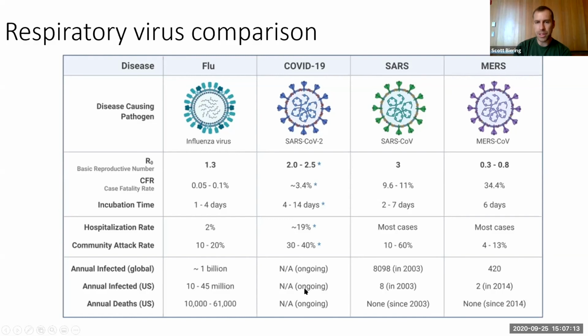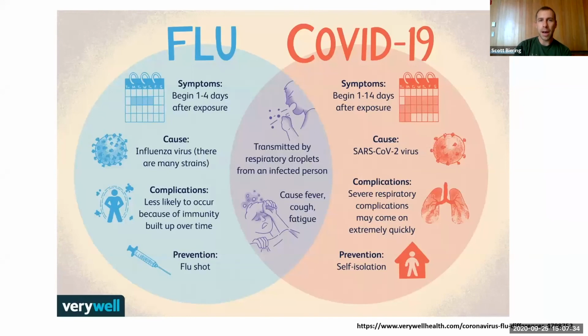These numbers are all still being defined now. I'm sure now we have millions and millions of cases in the US even, and deaths in the world are approaching 1 million, I think. Cases increase every day. I have to pull new numbers every time I'm going to give a talk on it.